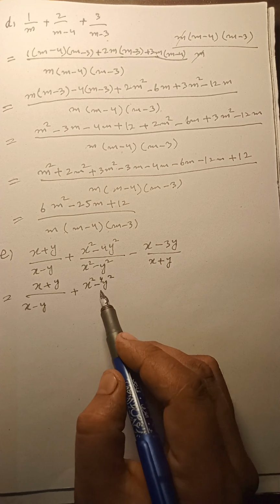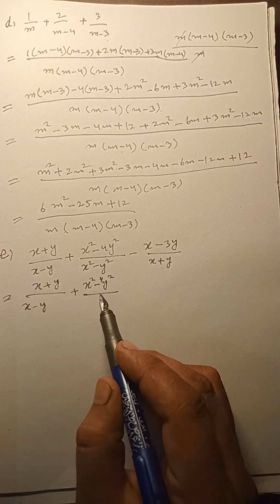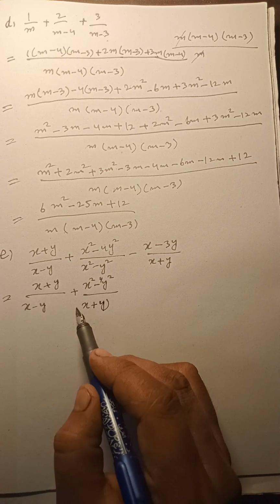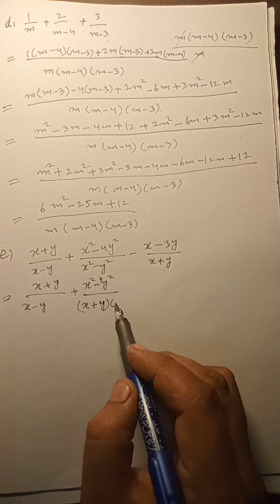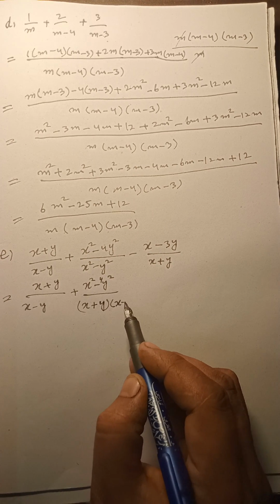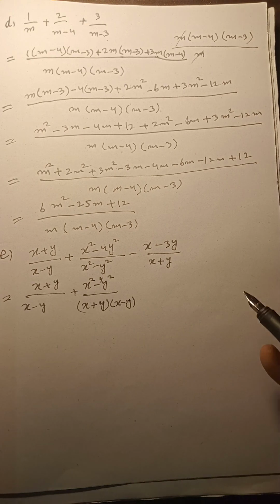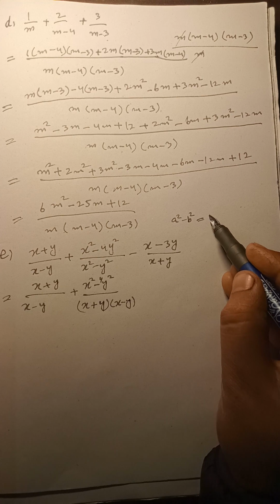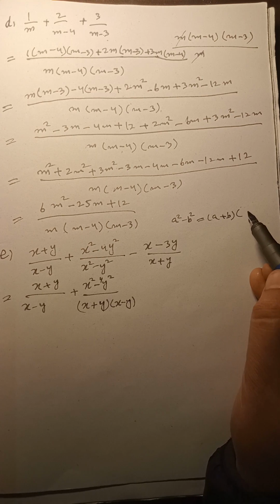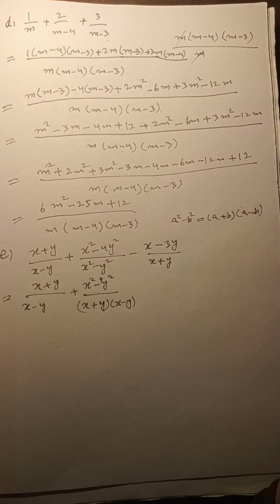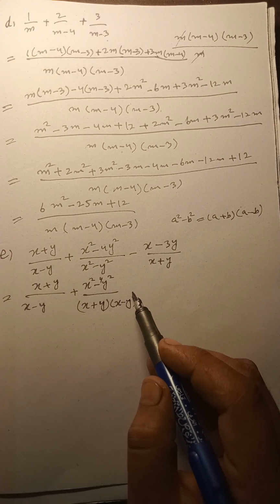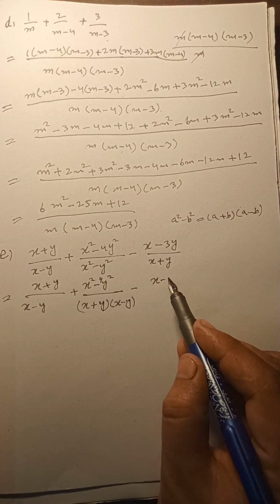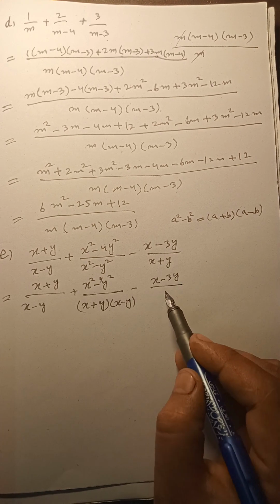Over 4y square, this is a square minus b square, write it as a plus b and a minus b, just like that. As you know, a square minus b square is equal to a plus b times a minus b. I have explained this and proved all the identities. You can see my videos and understand these. It will be written as such.